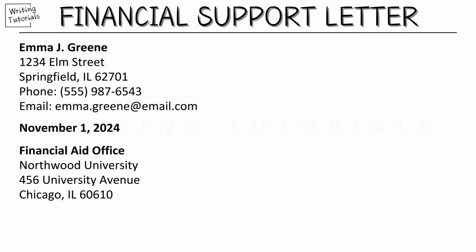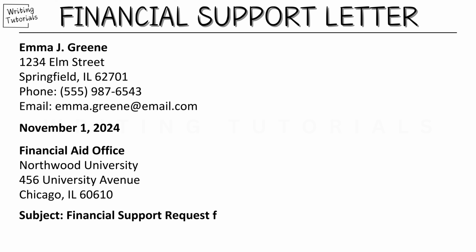Subject line. Now, we add the subject line, which gives a quick summary of the purpose of the letter. It's concise and direct. Subject: Financial Support Request for Academic Year 2024 to 2025. Here, the purpose of your letter is front and center. You're applying for financial support, and you're specific about the academic year. This line makes it clear what you're asking for, even before the reader dives into the details.